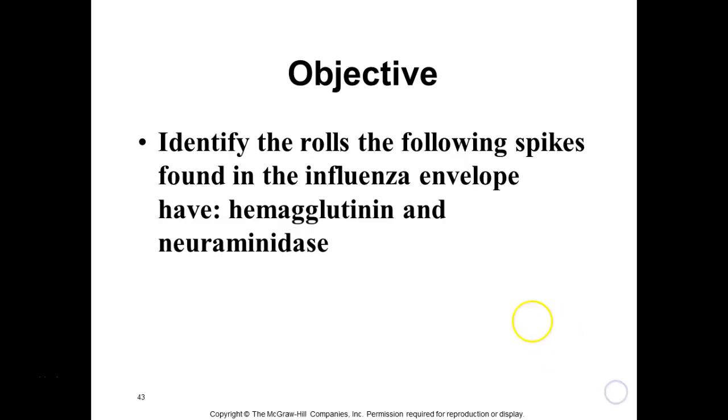So for influenza, there are two important spikes. One is known as hemagglutinin, and one is known as neuraminidase. And as the name implies, the -ase ending usually refers to, what does that do? It's an enzyme. So there's the clue there.